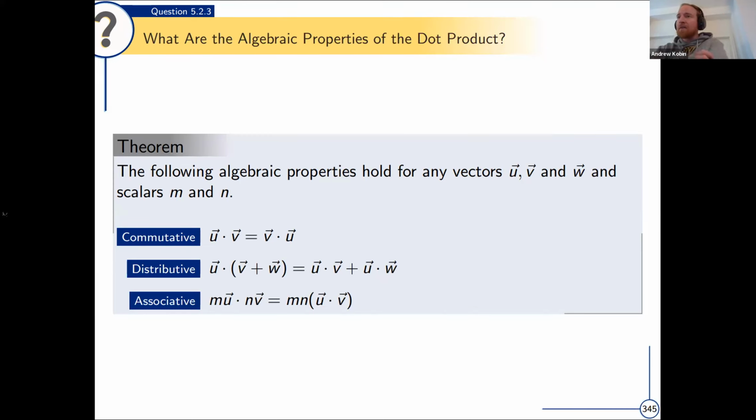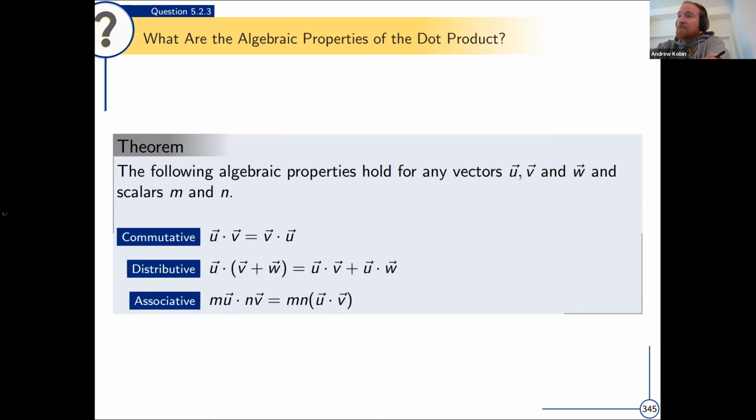Before we do that, to make computation easier, it's nice to have the following facts at our disposal. The dot product of two vectors satisfies the following three properties. Dot product is commutative, meaning it doesn't matter which way I choose to multiply the two vectors, and you can check this coordinate-wise. Doesn't matter which way I multiply two real numbers in each coordinate.